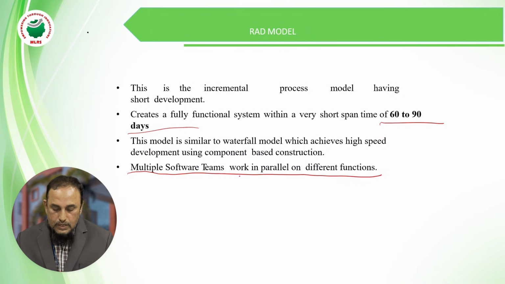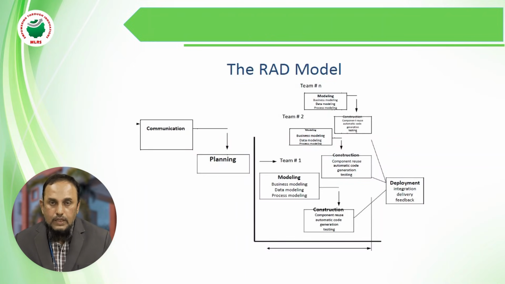Now this is the RAD model diagram. In the RAD model also we follow the same flow: communication, planning, modeling, construction, and deployment. But in the modeling phase, we are discussing business modeling, data modeling, and process modeling.